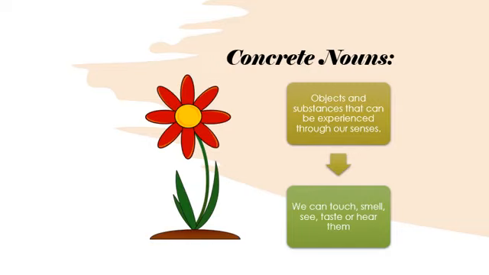Just look at this picture. What can you see? You can see a flower, but how do you identify it? You identify it by using your senses. Like, you can see it, you can touch it, and you can smell it as well. You are using your 3 senses, and when we use any of our senses, we are identifying a concrete noun.